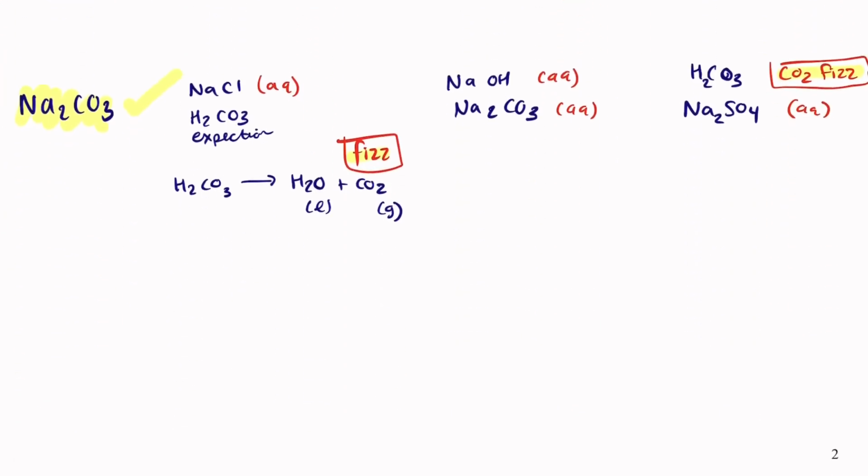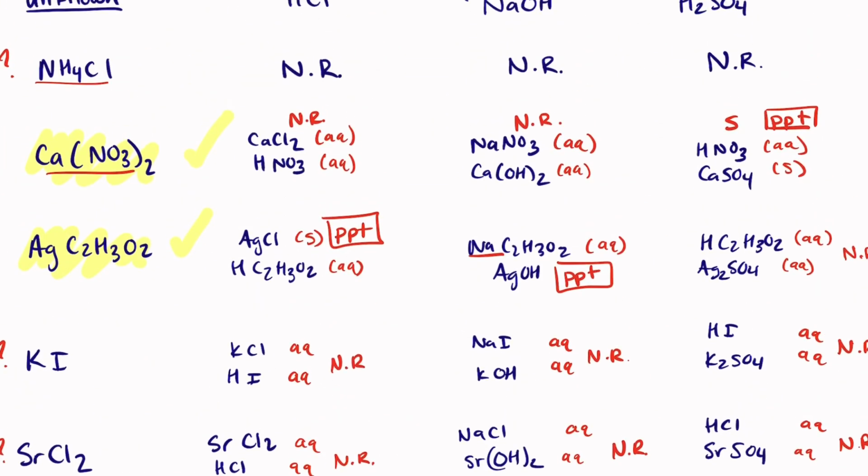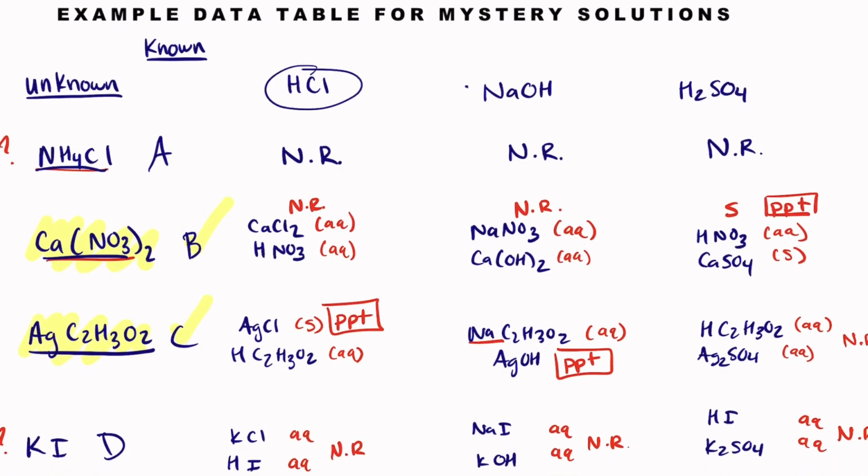And then when you're in lab, instead of it being labeled ammonium chloride, calcium nitrate, silver acetate, you're going to cross A, B, C, D, and so on and so forth with your knowns. And then you're going to start mixing them, and you can start telling some of them apart. So then A might turn into ammonium chloride or something.